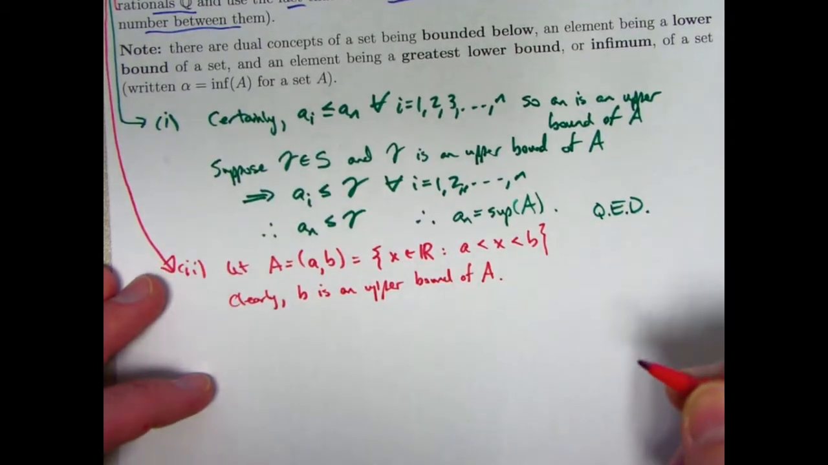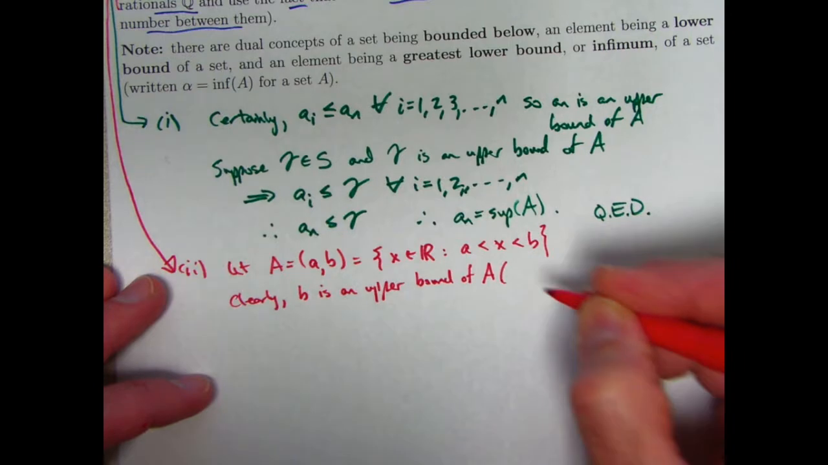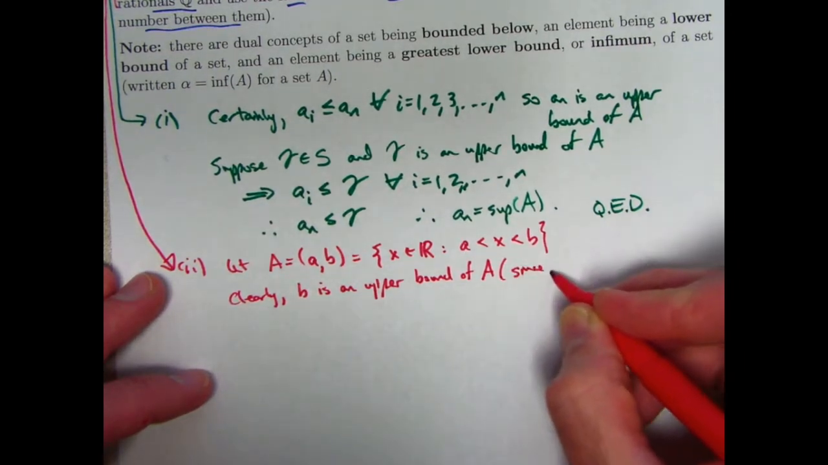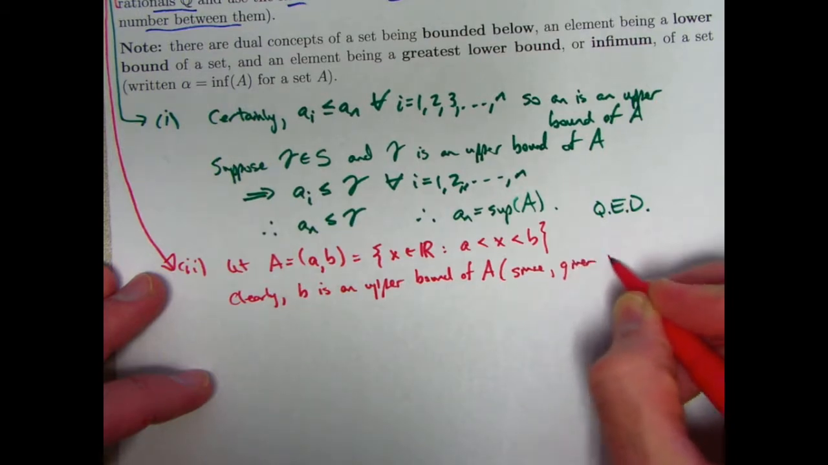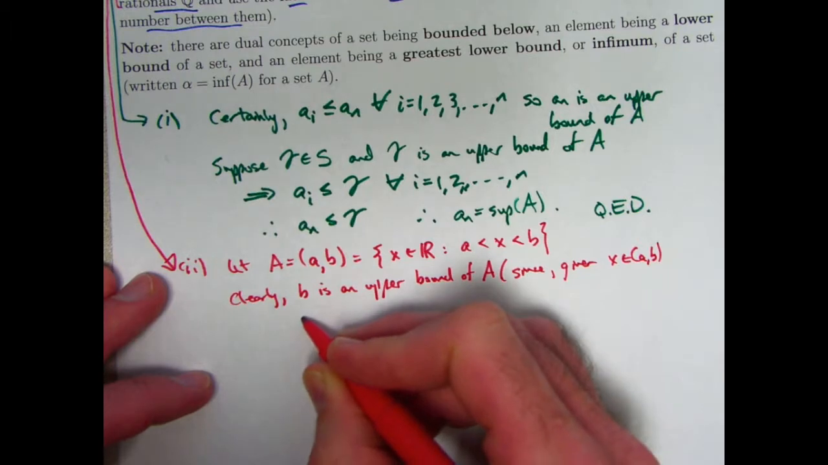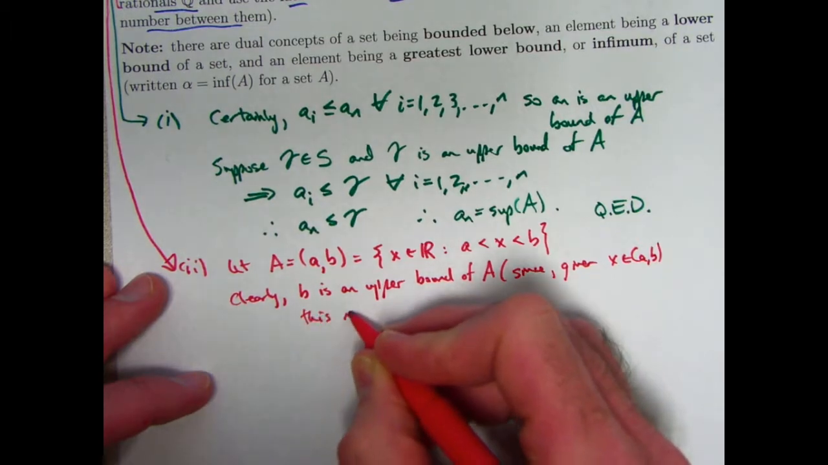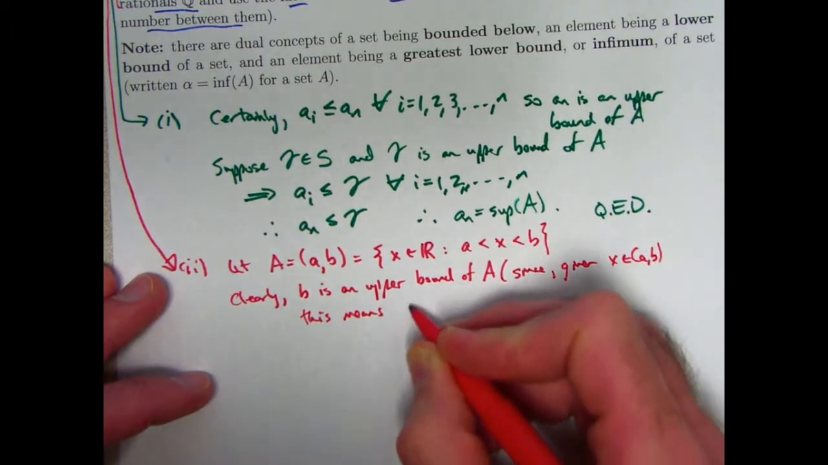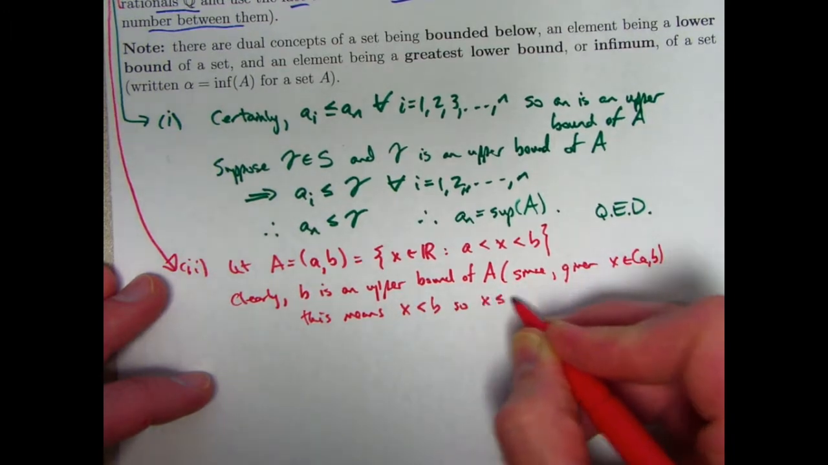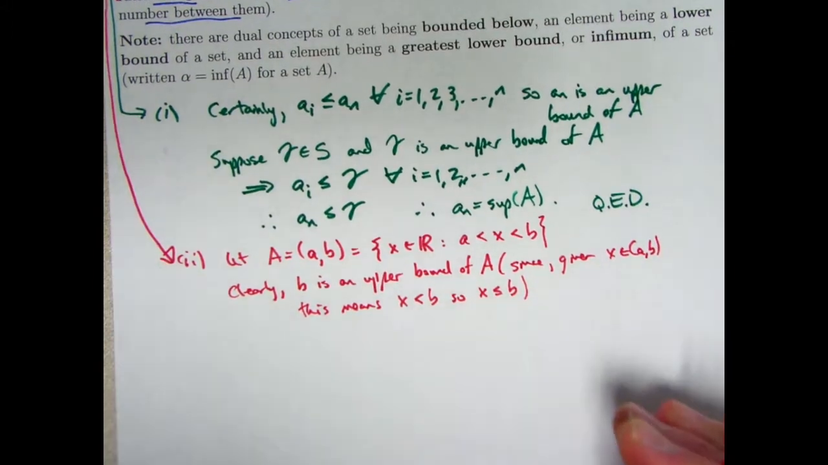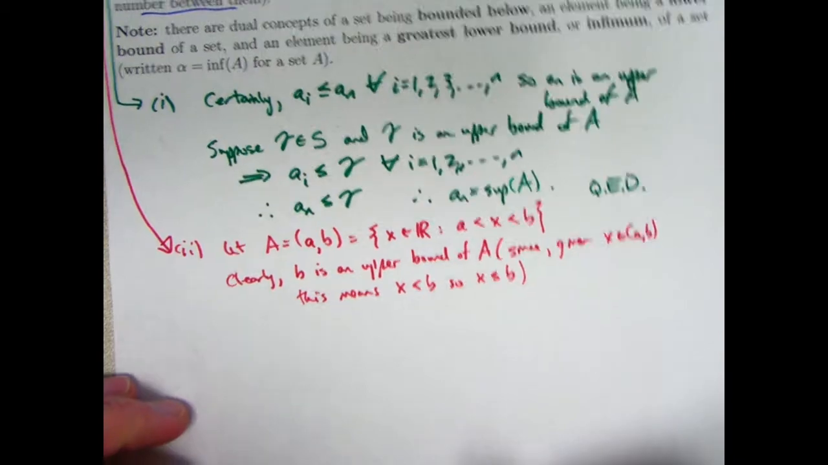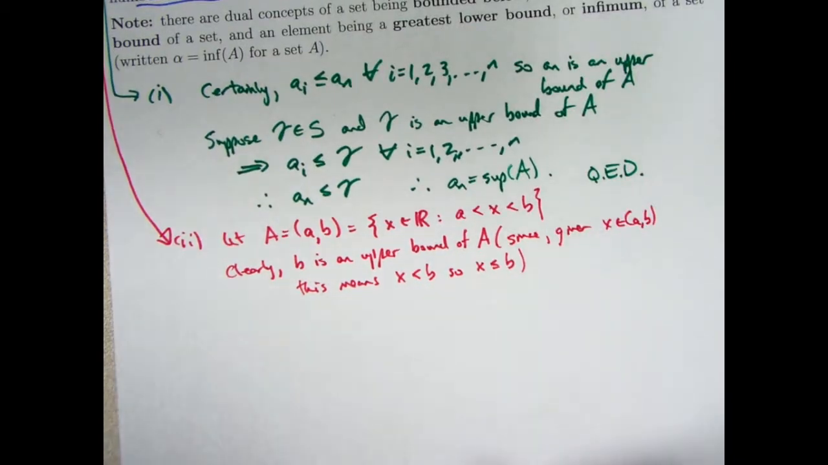If you felt like you needed to give a reason, I'll go ahead and put a reason in parentheses here. You could say since, given X in the open interval from A to B that's non-empty, this means by definition of what this open interval is, X is less than B, so X is also less than or equal to B, and that would mean that B is an upper bound of the set A because X is an arbitrary element of A. But it is pretty much clear here.